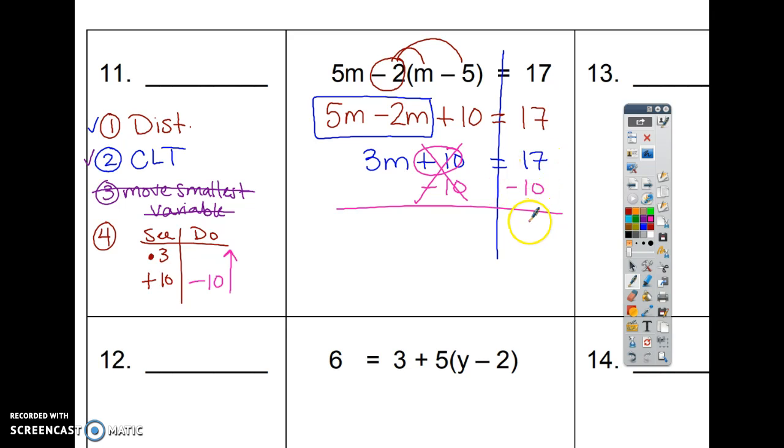17 minus 10 is 7. Bring down the equal sign, bring down the 3m. The opposite of multiplication is division, so we're going to divide both sides by 3. M equals, we're going to put 7 divided by 3 in the calculator.